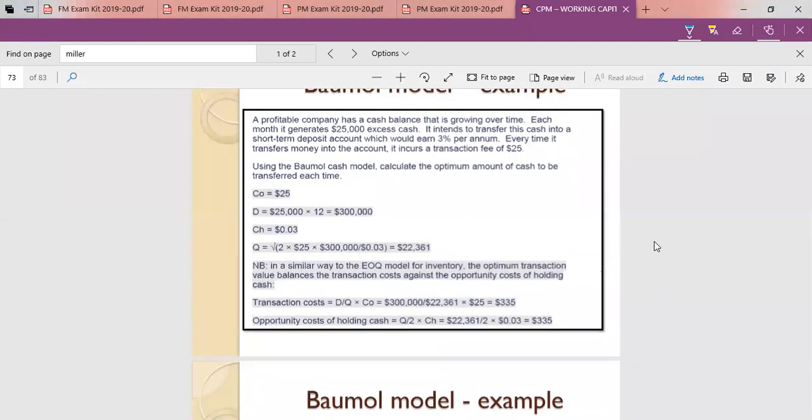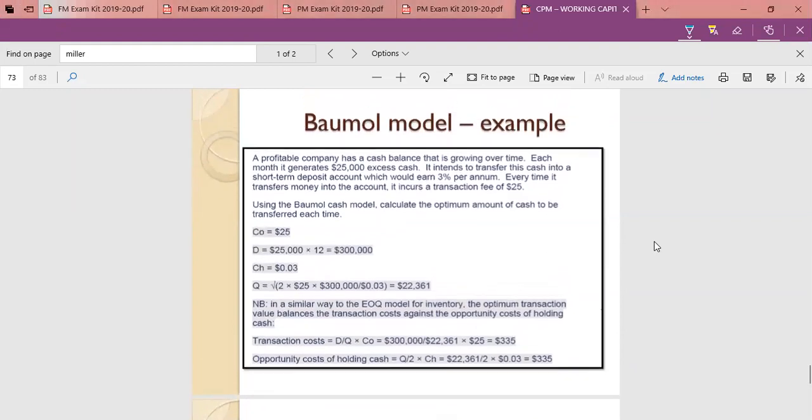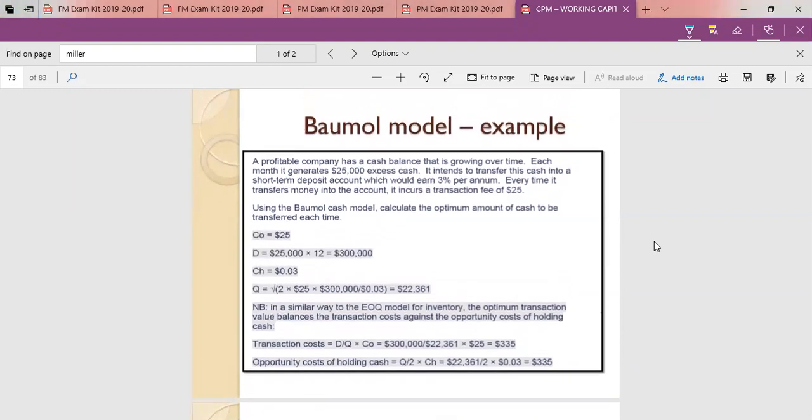There is one simple example. We'll work out this simple example and then go to the Miller-Orr model. A profitable company. Please, there is an example here. Look into this one and then write down the solution in your notebook.